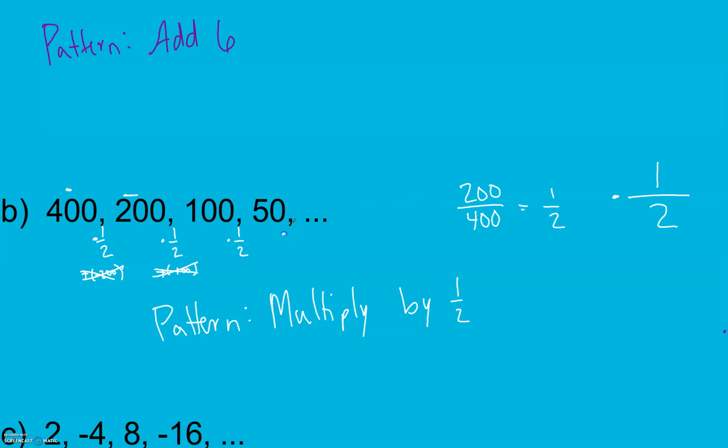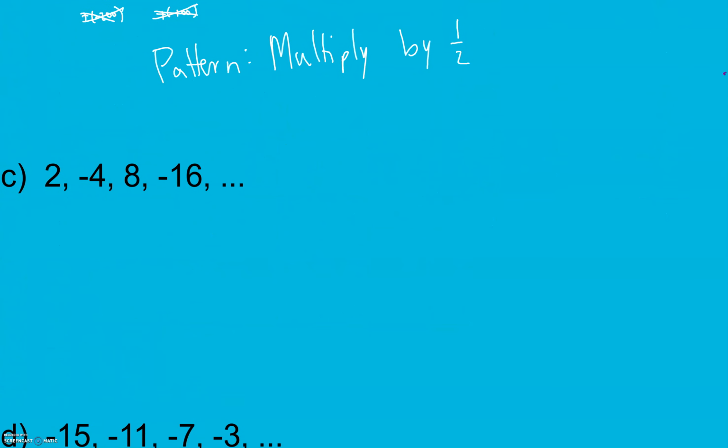To continue this, I'm going to multiply by a half again, which gives me 25. And I'm going to take that and multiply it by a half, which will give me 12.5, or 25 over 2. Feel free to give C a try.